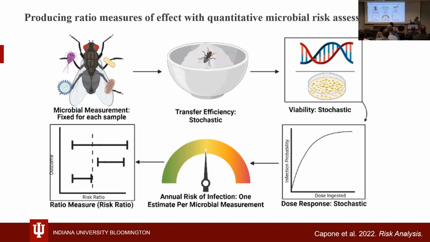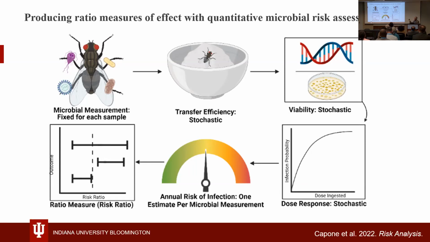What our model does is it produces ratio measures of effect with quantitative microbial risk assessment. So we took the gene copy measurements for individual flies that you can see on the top right. We fixed those for our individual fly samples. We then proceeded with standard stochastic QMRA. So we made some very conservative assumptions based off values in the literature to estimate, if a fly lands on your food once a week, what percentage of the enteric pathogens that we detected may be transported to that food.